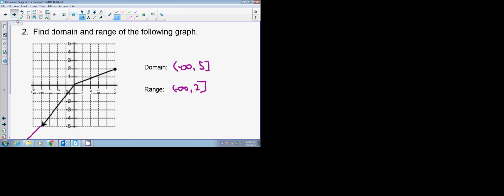Let's try just a few more. Again, we want to find domain and range of the given graph. So domain are the x values. So again, we're only looking at the width of the graph. Range are the y values. We're only looking at the height of the graph. So domain, we're only again looking at the width.